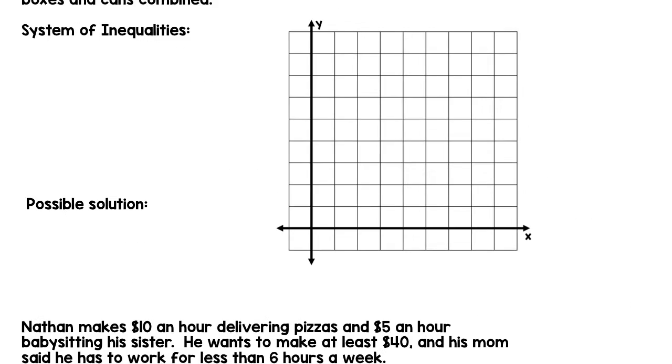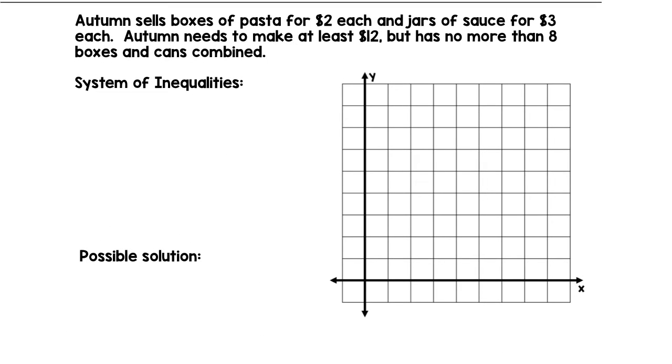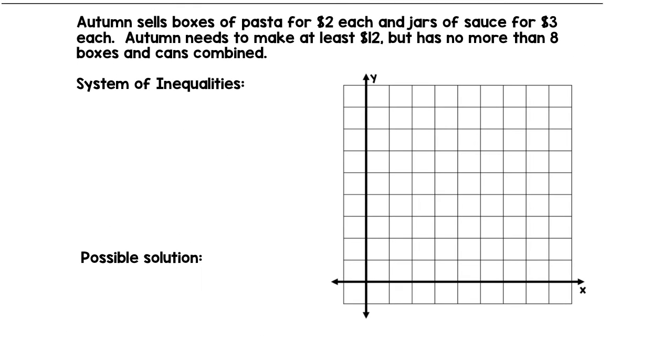All right, let's do some word type problems. Autumn sells a box of pasta for $2 each and jars of sauce for $3 each. Autumn needs to make at least $12, but has no more than 8 boxes and jars combined. Let's first set our variables. Let x be the number of boxes, and let y be the number of jars.